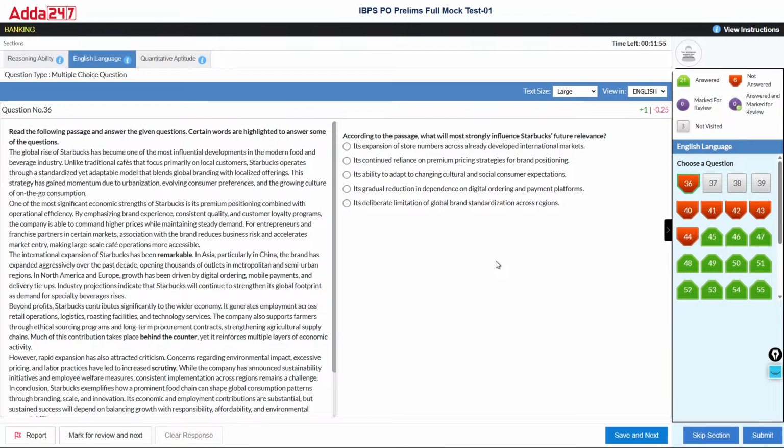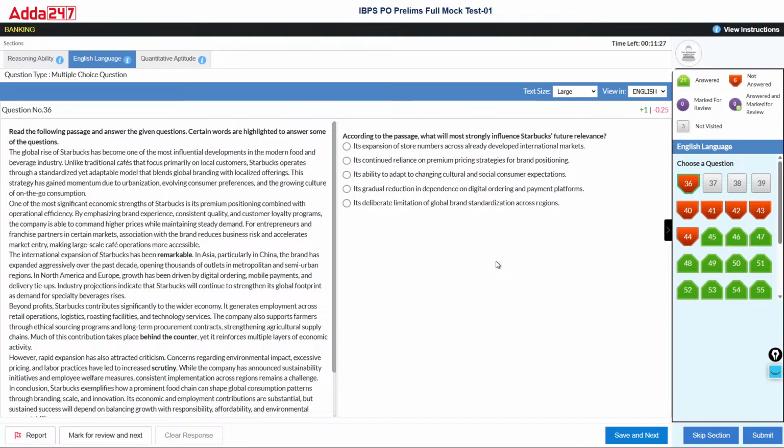Unlike traditional cafes that focus primarily on local customers, Starbucks operates through a standardized yet adaptable model that blends global branding with localized offerings. This strategy has gained momentum due to urbanization, evolving consumer preferences, and a growing culture of on the go consumption. One of the most significant economic strengths of Starbucks is its premium positioning combined with operational efficiency.